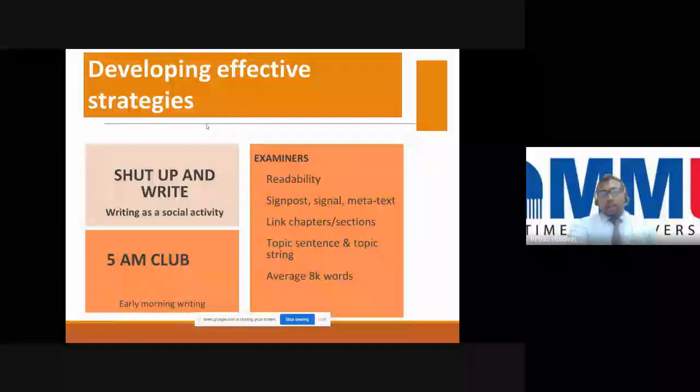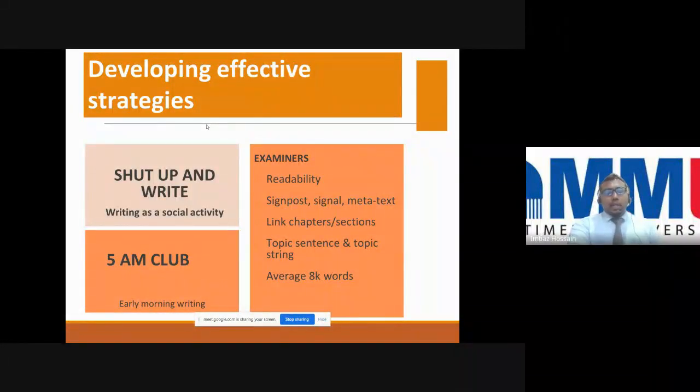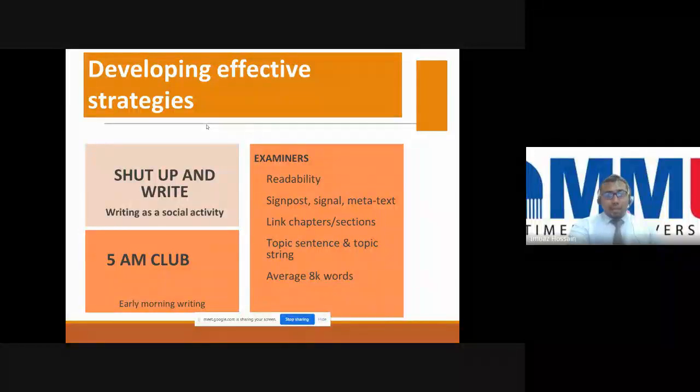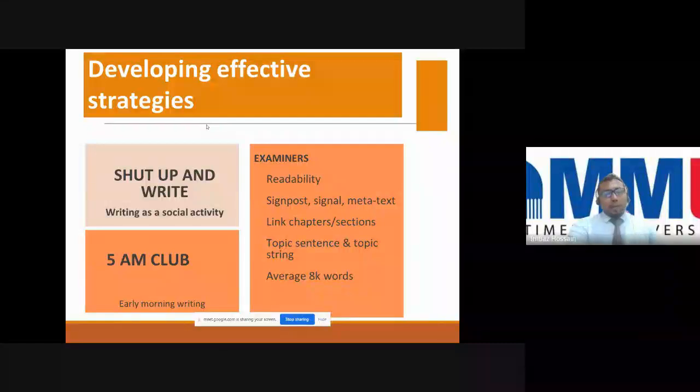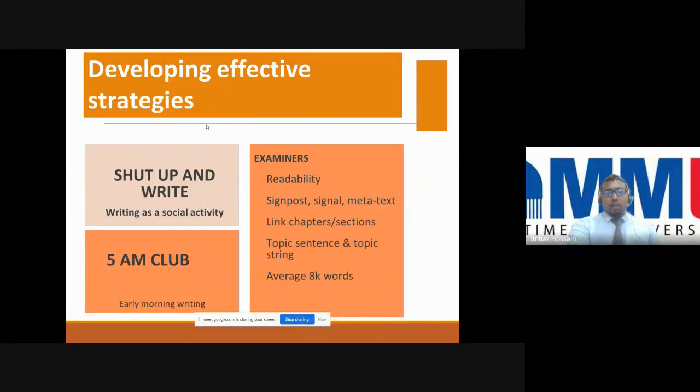Shut up and write. Use it as a social activity. You feel like you are doing a social activity, so you are contributing to the betterment of society. If you think that way, then you can see the best of you coming out. And the 5 a.m. club, he again suggested to follow.